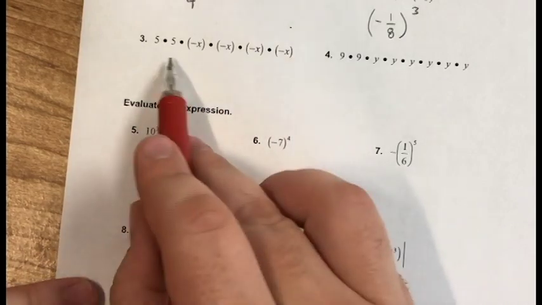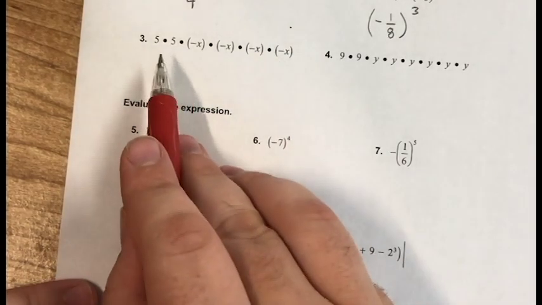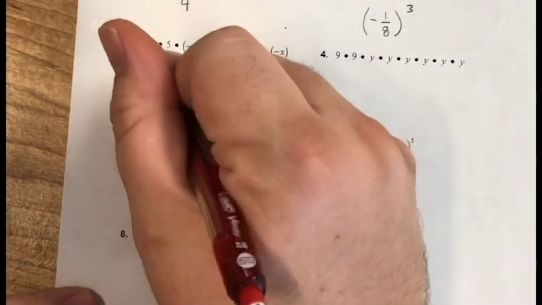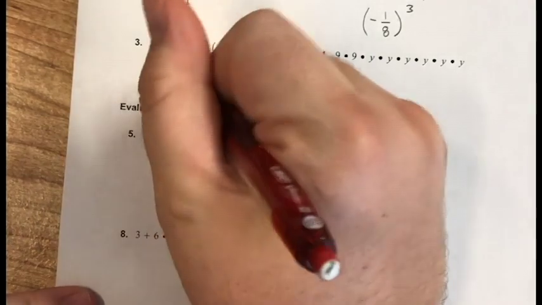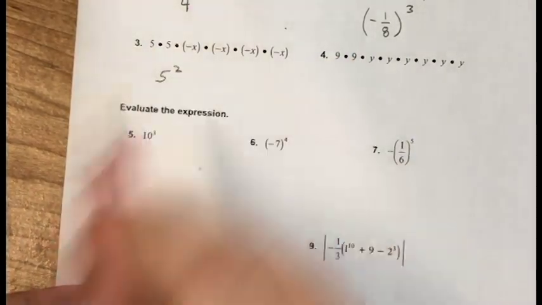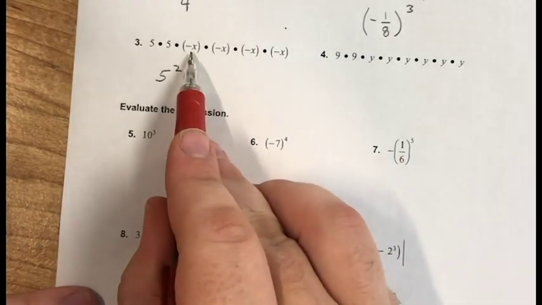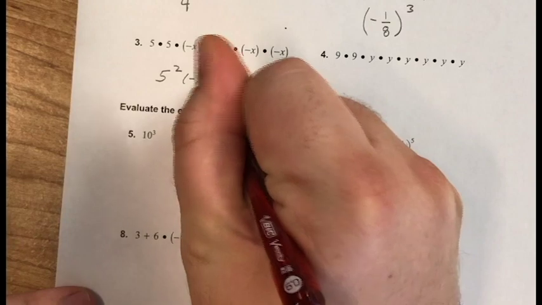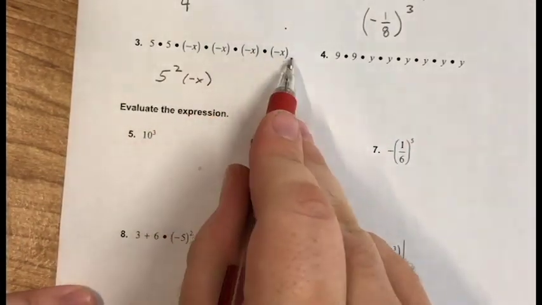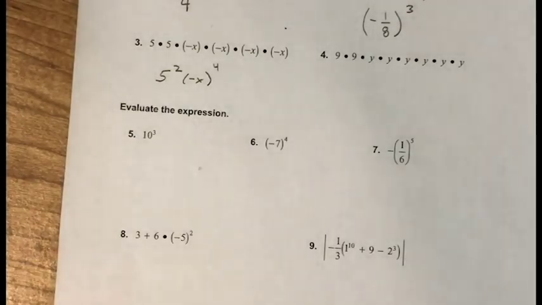Now, this one looks mighty complicated. Not too much. I have a couple of 5s and I have a bunch of negative x's. So let's start with just the 5s. So this would be 5, and it's being multiplied 2 times. So it's 5 squared, or 5 to the 2nd power. Now let's look at this one. I have 4 negative x's. So I'm going to write negative x as my base. And how many times did I multiply it? I multiplied it a total of 4 times.